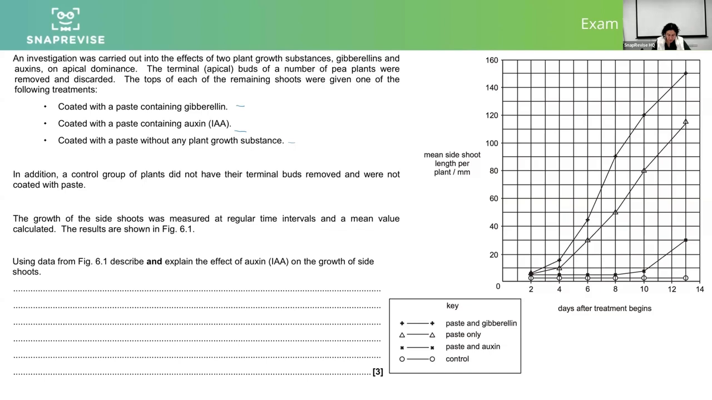In addition, a control group of plants did not have their terminal buds removed and were not coated with paste. The growth of the side shoots was measured at regular intervals and a mean value was calculated, and these results are shown here in figure 6.1. Using the data from 6.1, describe and explain the effect of auxin on the growth of side shoots.